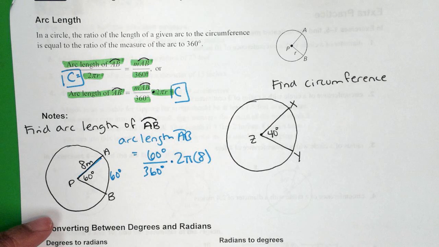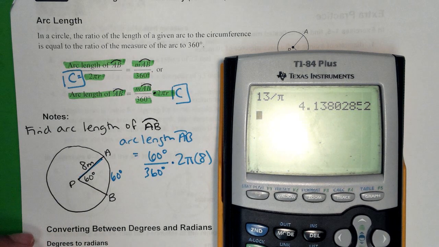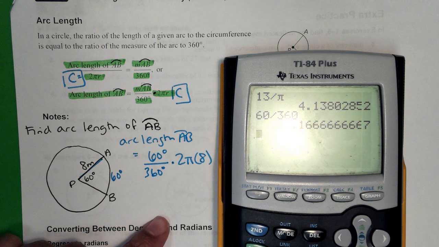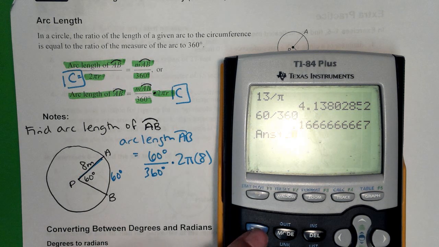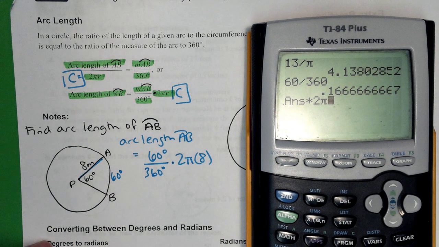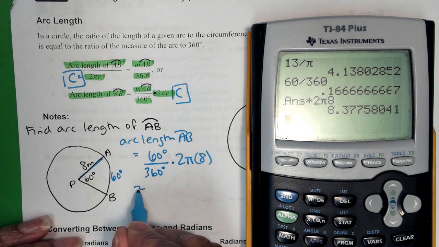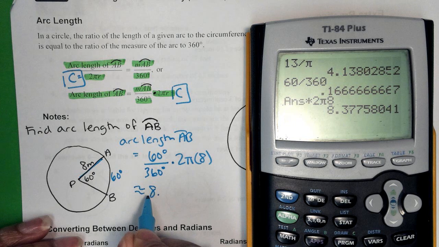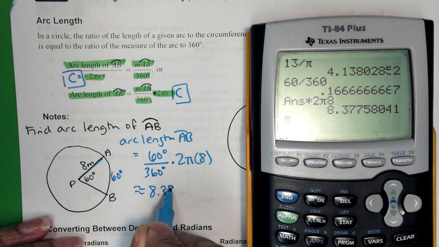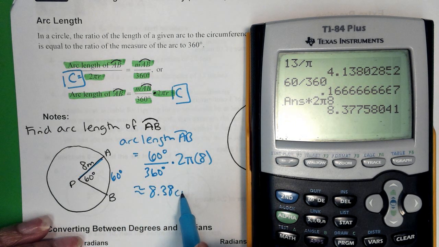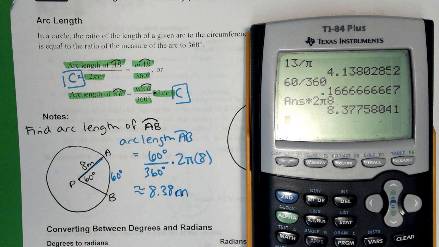And so we can do 60 divided by 360, and then we can multiply that by 2, then second caret, and then we have r, which would be 8. And we end up with a decimal of 8.38, rounding to the nearest hundredths place, and we're talking about meters. Okay, so that is an example of finding arc length of AB.